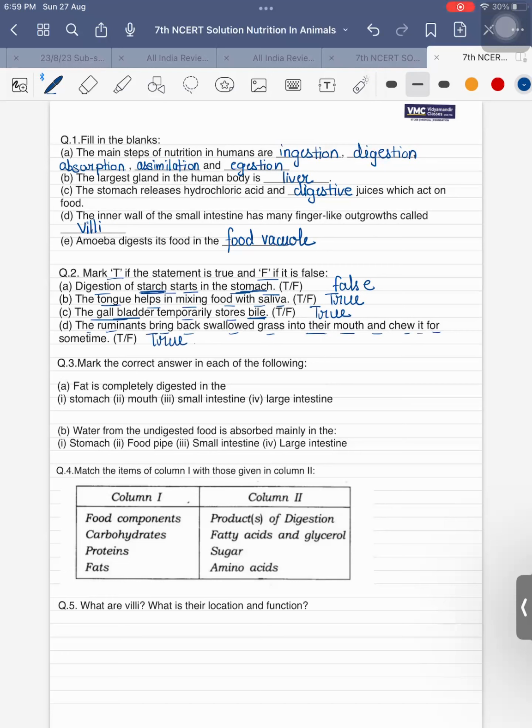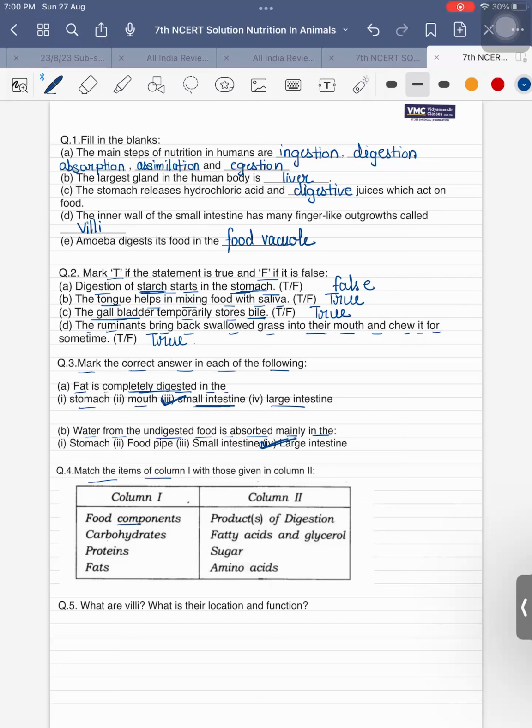Now mark the correct answer in each of the following. Fat is completely digested in the stomach, mouth, small intestine, or large intestine. So the correct answer is small intestine. As we all know, the complete digestion takes place in the small intestine. Water from the undigested food is absorbed mainly in the large intestine. Next one, match the following.